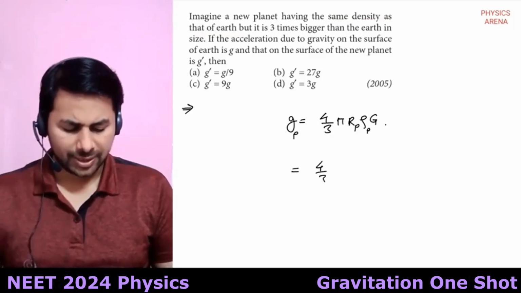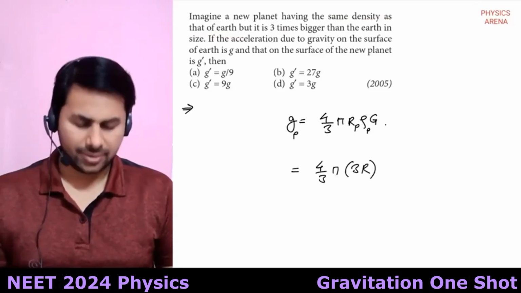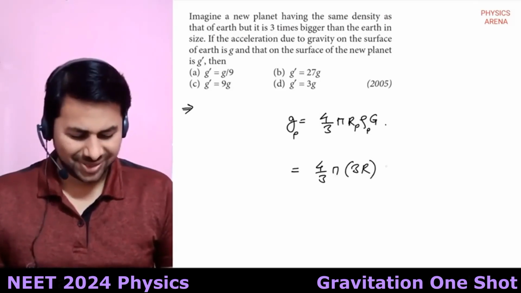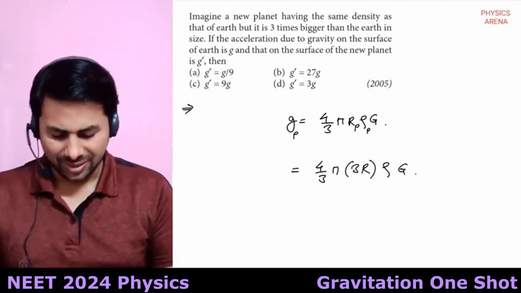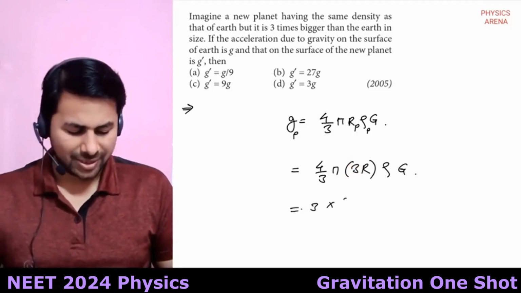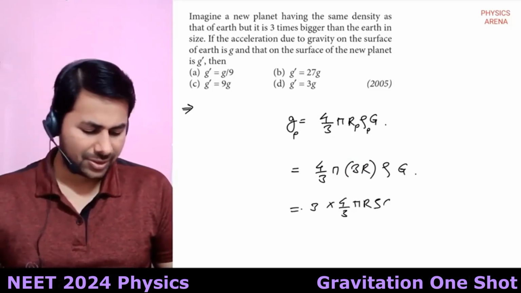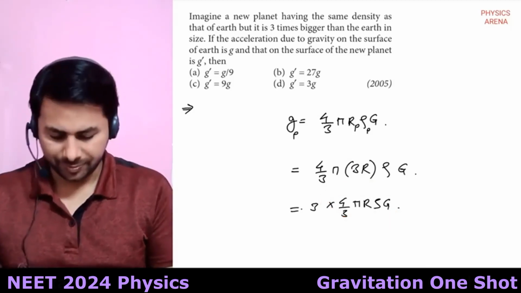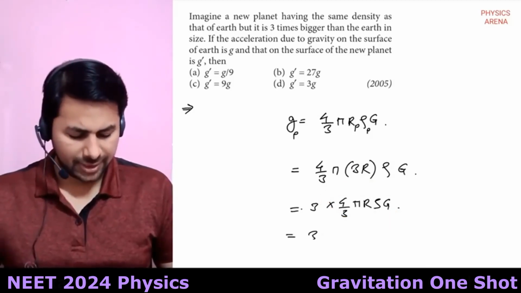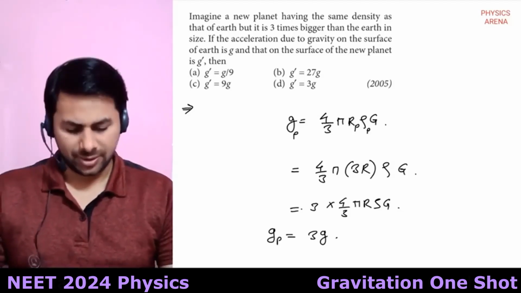So it is just 4 by 3 pi 3r times rho into G. Okay, so 3 we can take out. So it is 3 times of 4 by 3 pi into r, radius of Earth, into rho into G. So this is acceleration due to gravity on Earth. Okay, so it is 3 times g. Gp is equal to 3 times g.